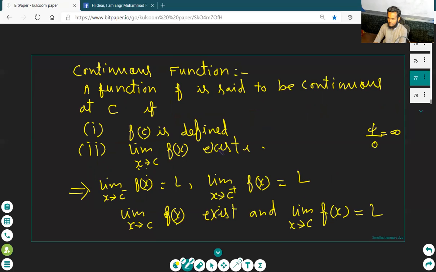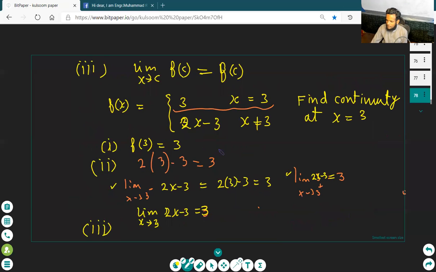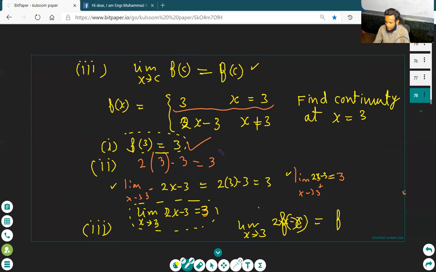What is the third condition? See the third condition. This is the first condition, and this is our second condition. Write the third condition as limit x approaches 3 of f of x, check all these things, 2x minus 3. You can also write it as the limit of f of x is equal to f of 3. Clear? So tell me, is it continuous or not continuous? Continuous.